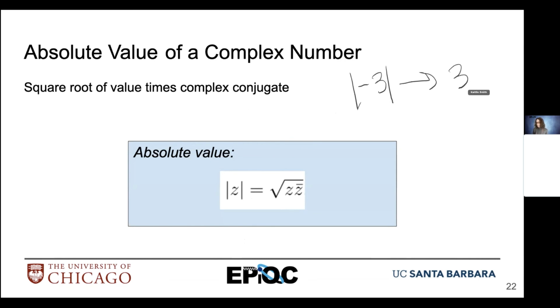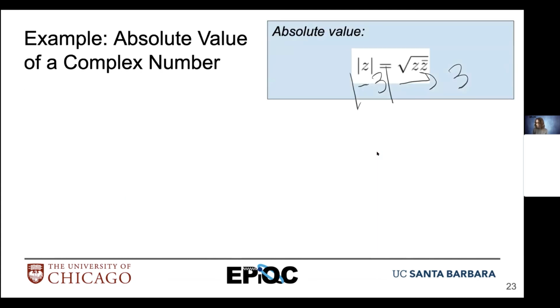Well, how does that work with complex values when you're working with portions of -1, so like square root of -1? To calculate the absolute value of a complex value, you have to do the square root of the complex number times its complex conjugate. So let's see what that would look like.